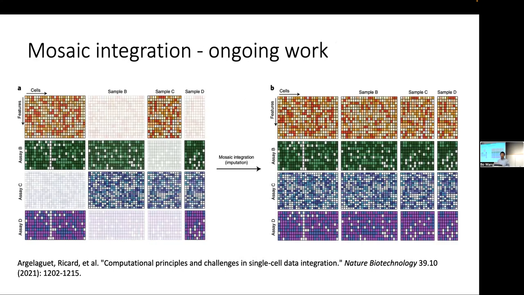The final step of integration is mosaic integration. Basically, you can have anything. You have different sets of cells, different measurements across different batches, different technologies. And the goal is to integrate them all together.